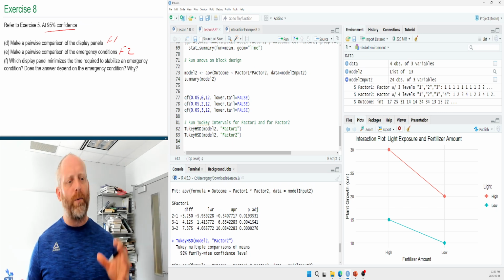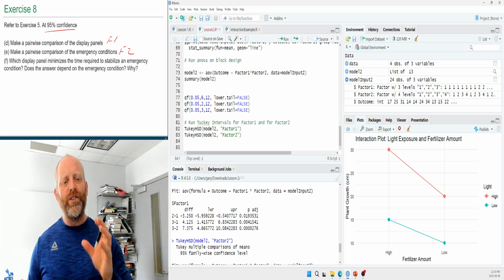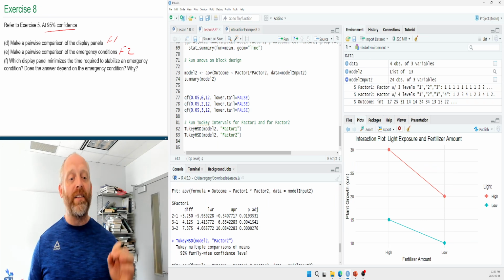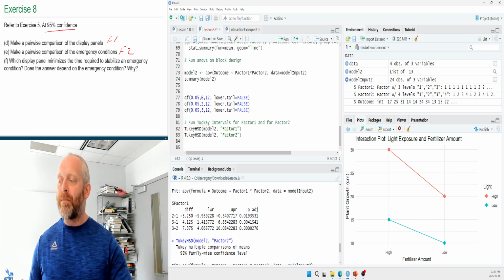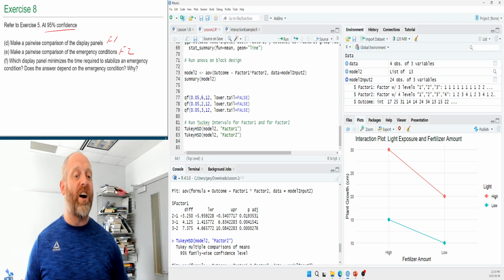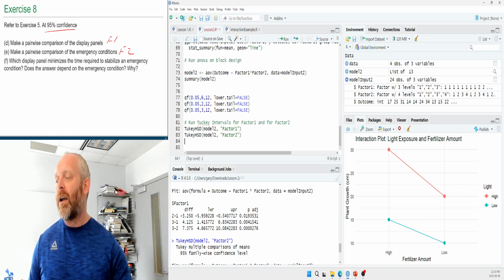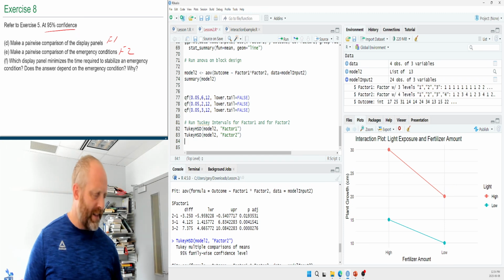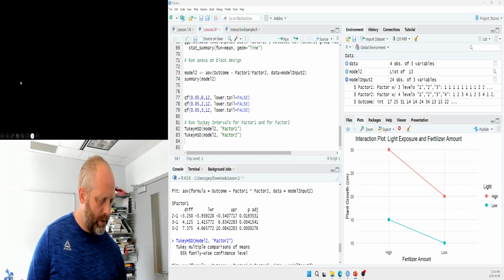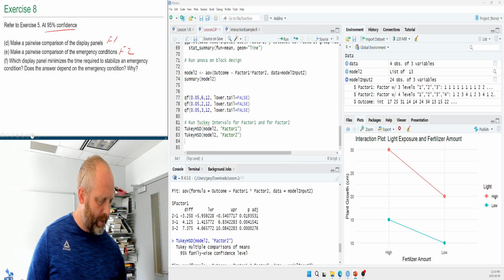So this would be telling me if I replace 1 with 2, 2 is going to do better at being able to stabilize faster. Now, if I look at my lower and upper bound, both of these are negative, so they don't cross 0, so it is significant. I am 95% confident that the true difference in the population parameter for replacing display panel 1 with display panel 2 is always going to be negative. So this tells me that 2 is better than 1.